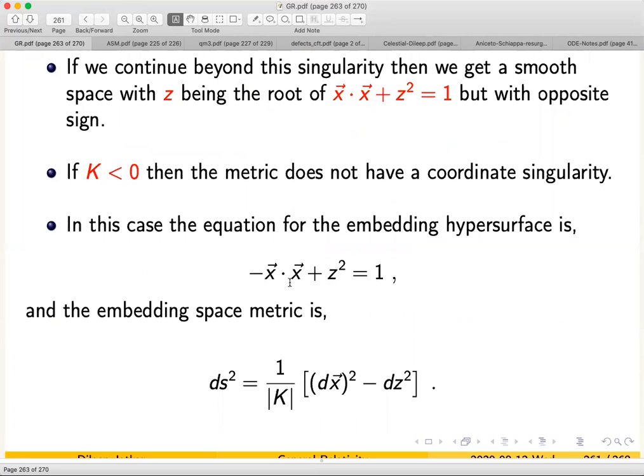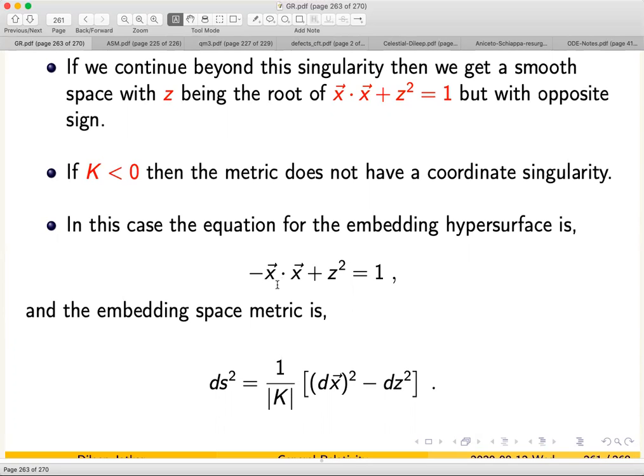Minus x dot x plus z square is equal to 1. And of course, this relative sign clearly tells you that this geometry is hyperbolic, as against the previous one, which was spherical. Now, the embedding space metric would look like this. It's dx squared minus dz squared.